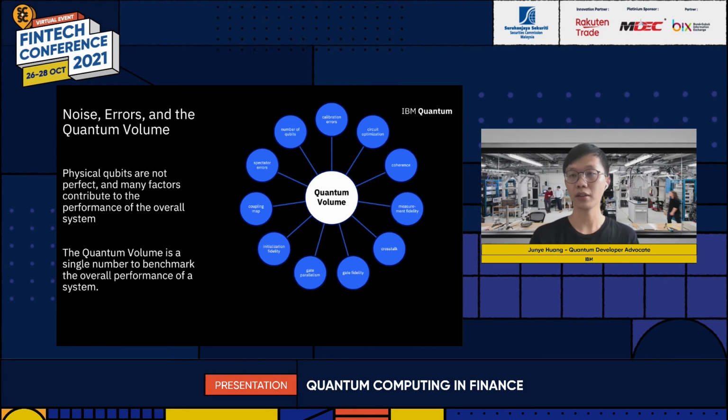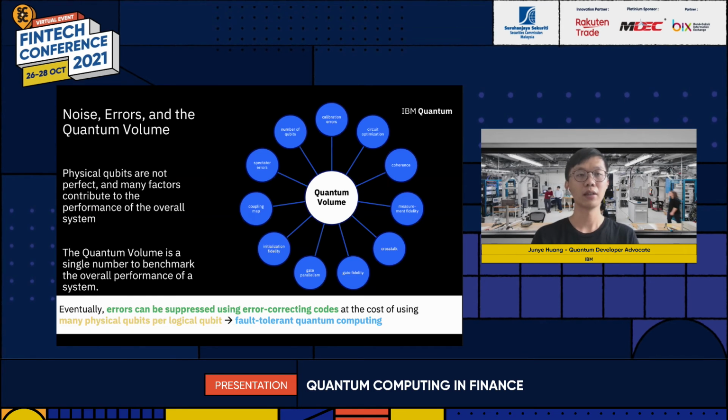And then errors are another very big problem, and the errors come from many different sources. IBM came up with a metric called quantum volume, which is a single number benchmarking to show the performance of the whole system, including the hardware and software.